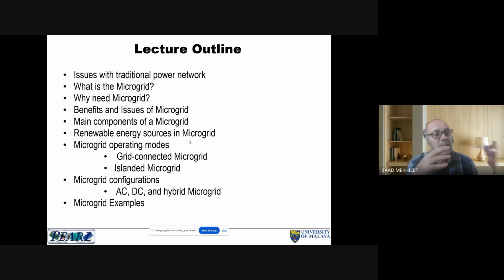And then some examples of microgrids. So this is what we are looking at today. So today in the modules we will be looking into this. Maybe the first one half an hour, and then the second half.